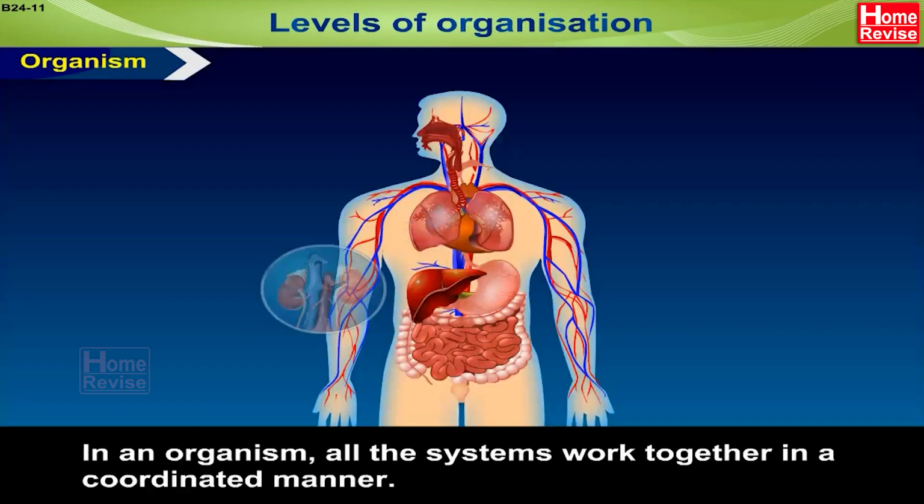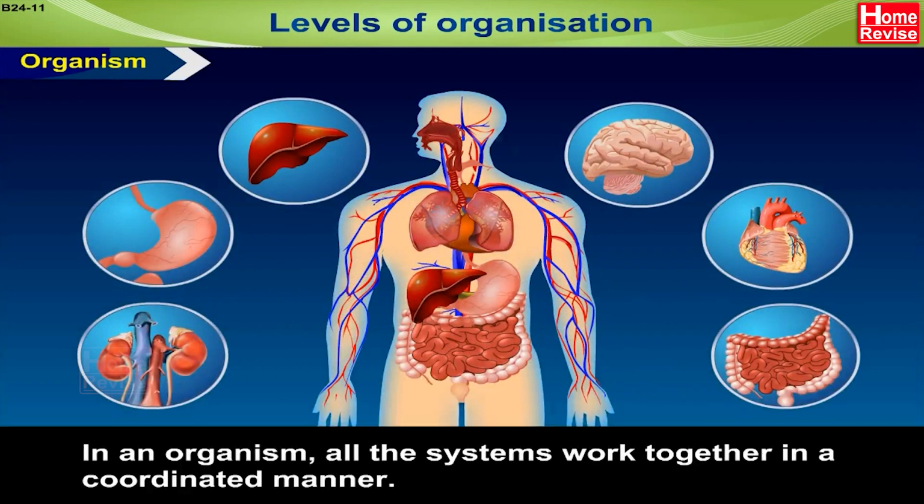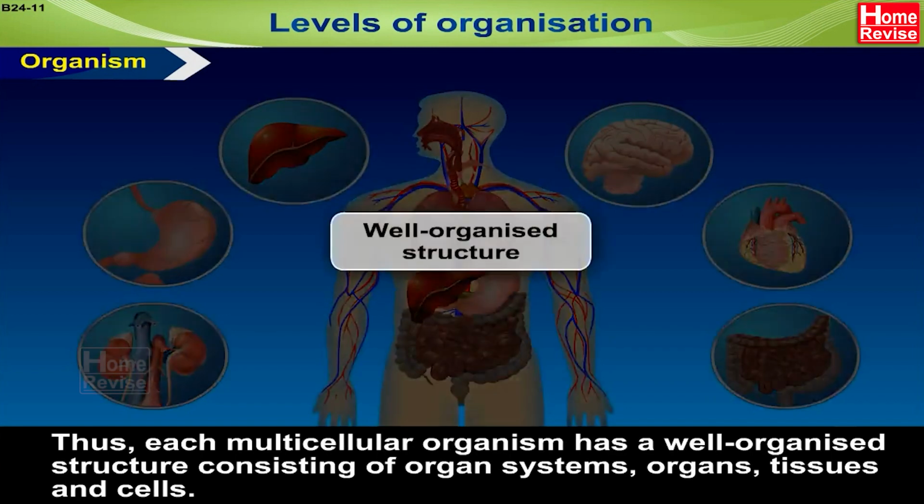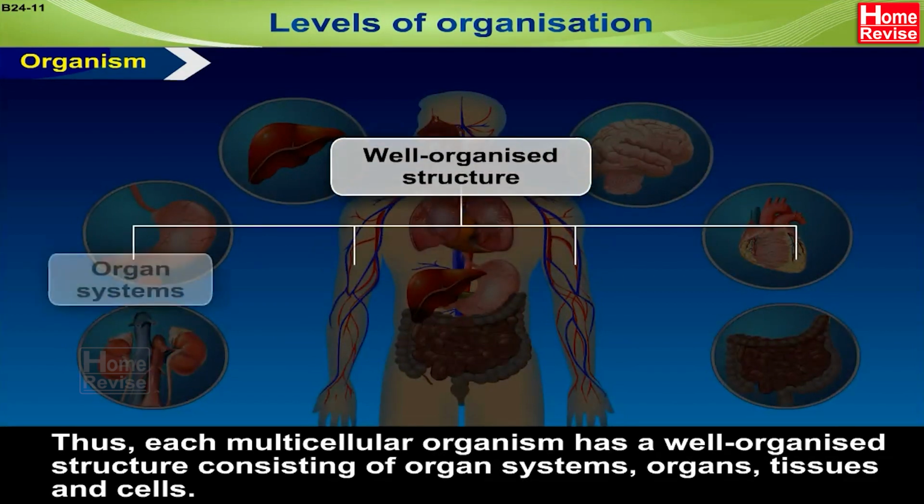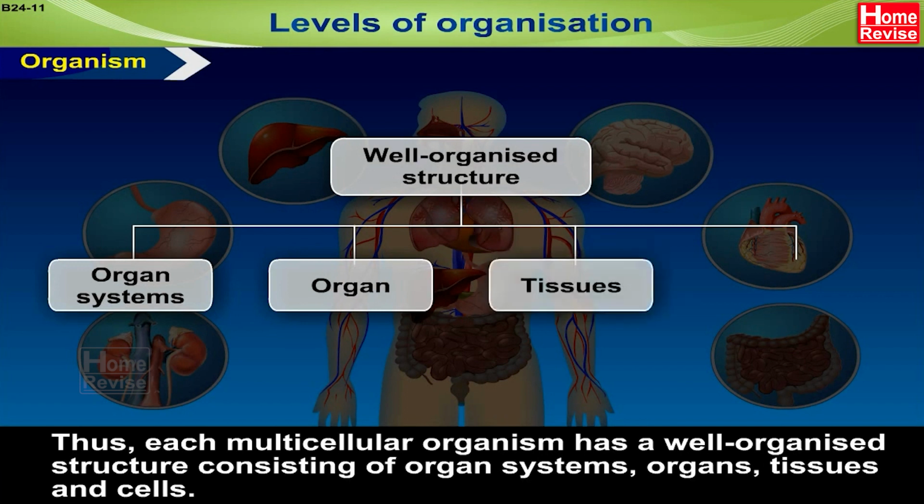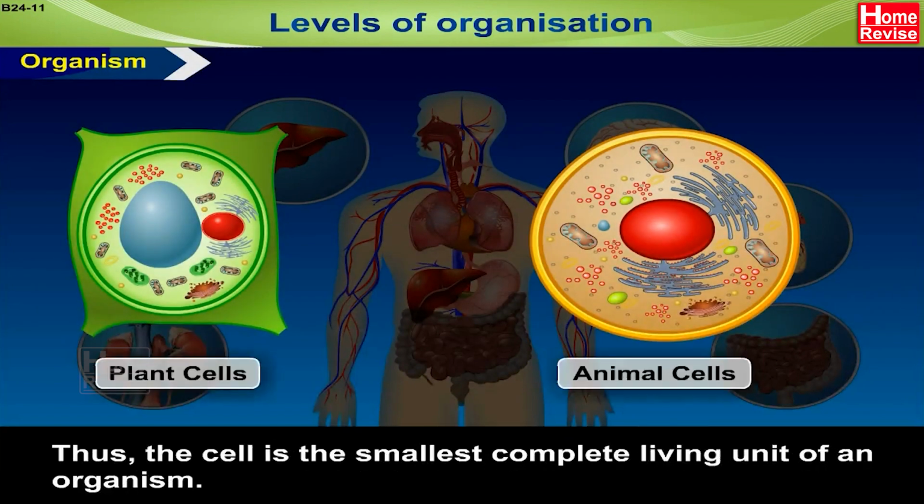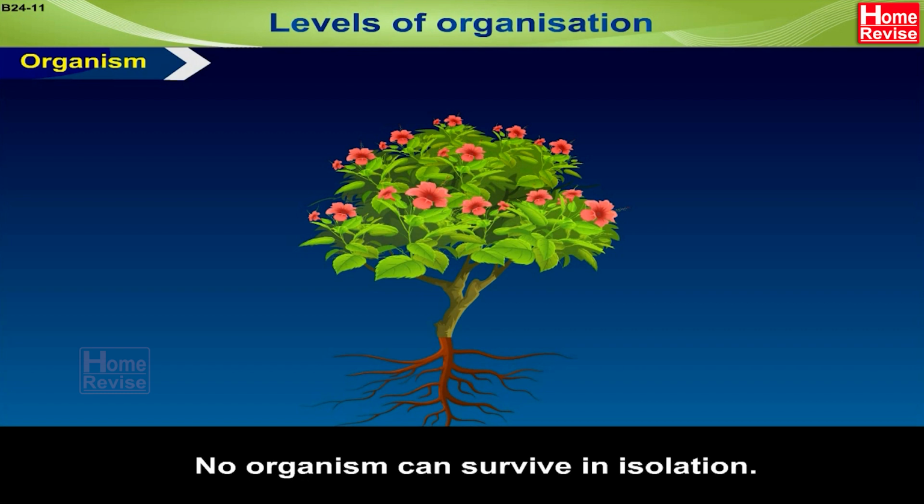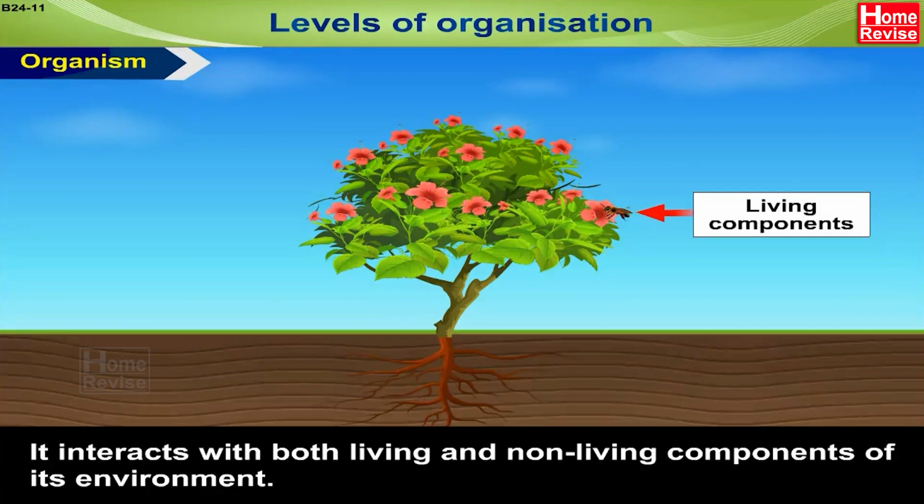Organism. In an organism, all the systems work together in a coordinated manner. Thus, each multicellular organism has a well-organized structure consisting of organ systems, organs, tissues, and cells. Thus, the cell is the smallest complete living unit of an organism. No organism can survive in isolation. It interacts with both living and non-living components of its environment.